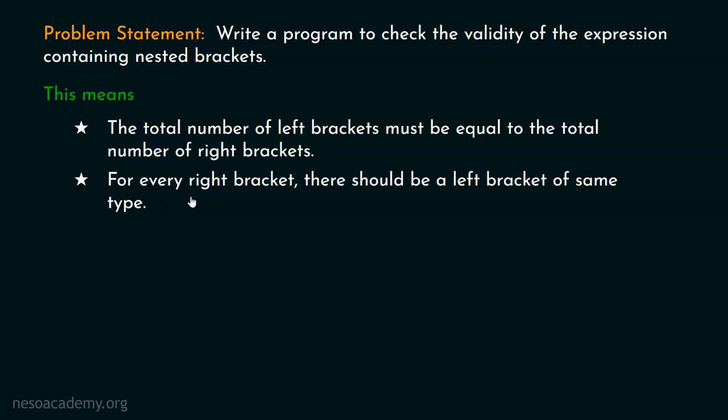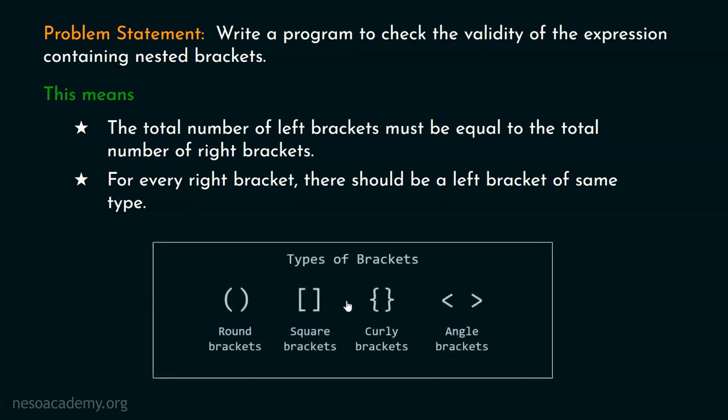If any of these conditions are not satisfied, then clearly we can say that the given expression is an invalid expression. Now when I'm saying bracket, actually I mean 4 different types of brackets. We have round brackets, square brackets, curly brackets, and angle brackets. In an expression, it might be possible that we have only round brackets, only square brackets, only curly brackets, or only angle brackets. Or it might be possible that we have a combination of these brackets in an expression. So these are the types of brackets that we will consider in an expression, and we will check the validity of the expression containing these brackets.